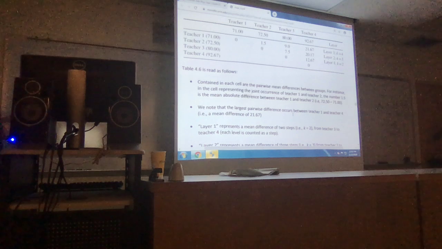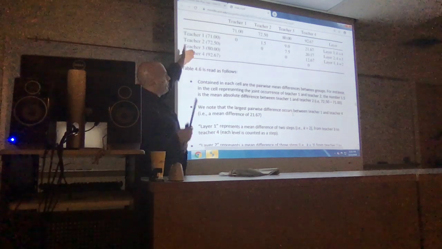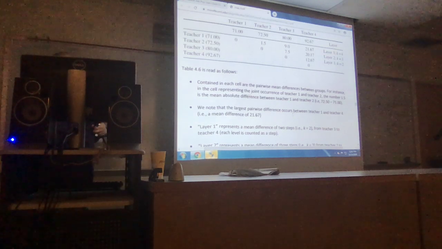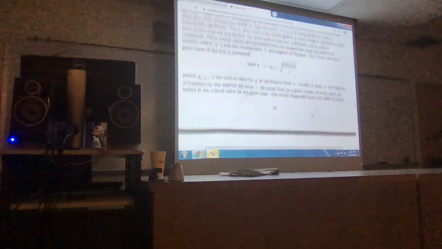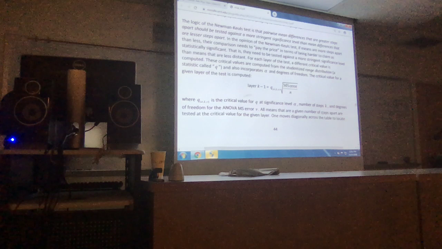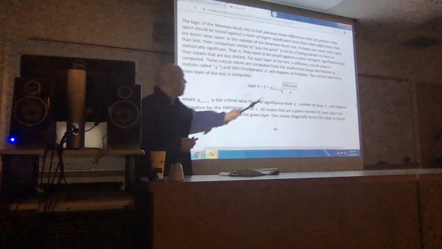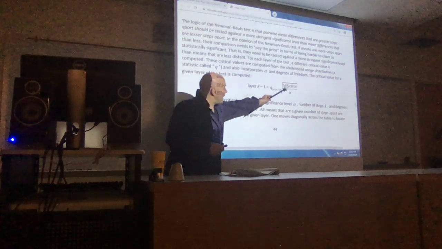Okay. The rest of the math is just figuring out what those critical values are for the different tests. So if we look here, we've got layer k equals 1, and the software is going to compute what's called a Q value, for alpha, number of steps, and degrees of freedom from the ANOVA. Q times MS error.